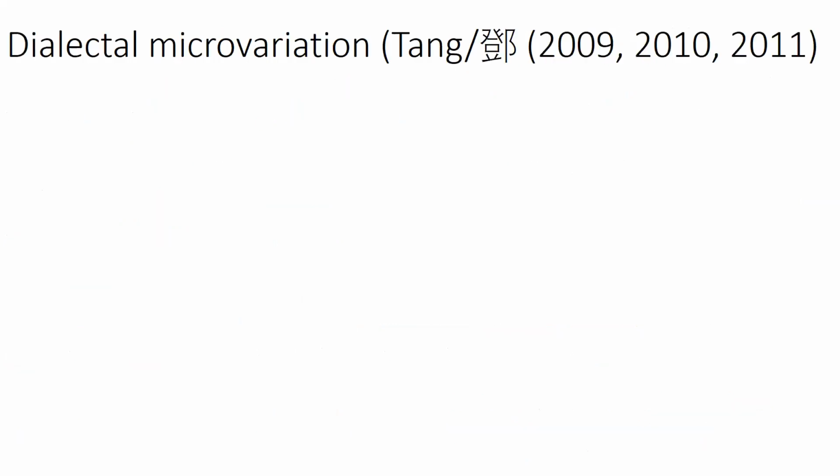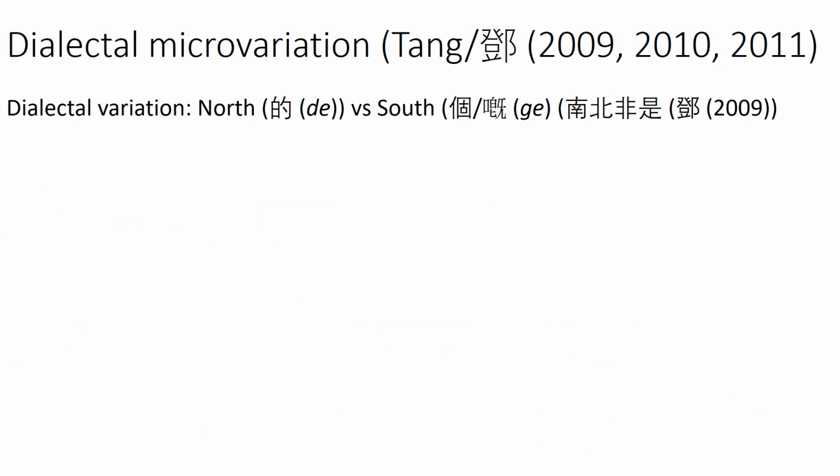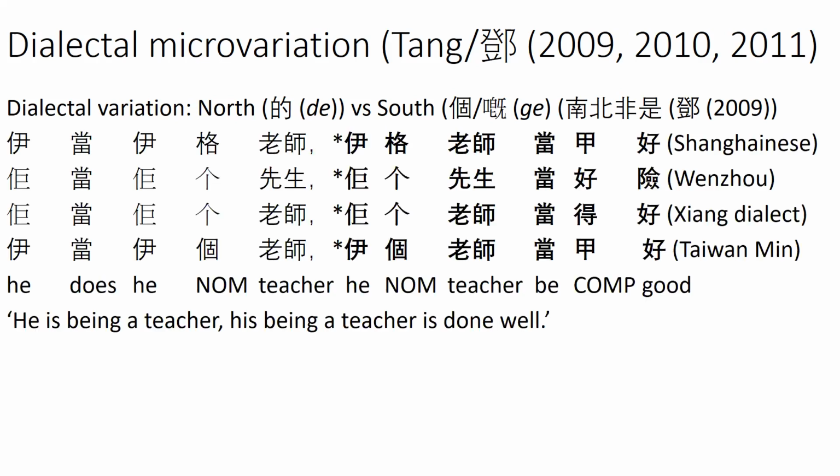The micro variation that we saw on the previous slide does seem to distribute quite neatly between north and south. The northern dialects like Mandarin have these de forms as the adnominalizer, whereas the southern and also central dialects very commonly have these ge forms. So Tang has established that this seems to be a north versus south dialectal distribution. Certainly, in many dialects where we have the ge form as the adnominalizer, we get the same distribution that we saw on the previous slide.